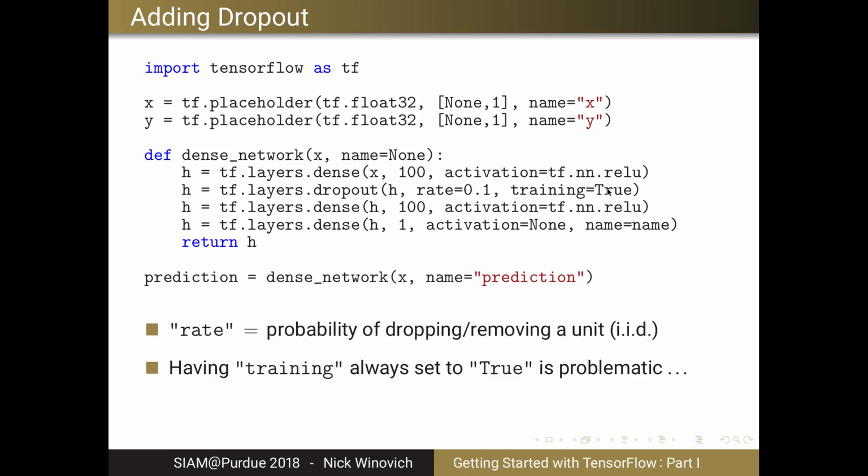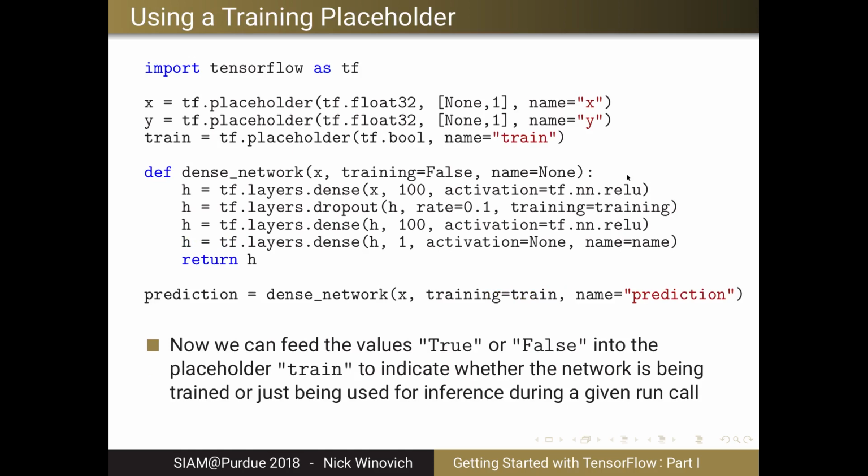But there's an issue here, which is in this argument, training equals true, we don't want it always to be true. If we go to test and we start dropping these units, then we're going to be getting a stochastic or a random prediction. It's going to vary depending on which units you drop. So in most cases, we want a deterministic prediction, just a constant prediction.